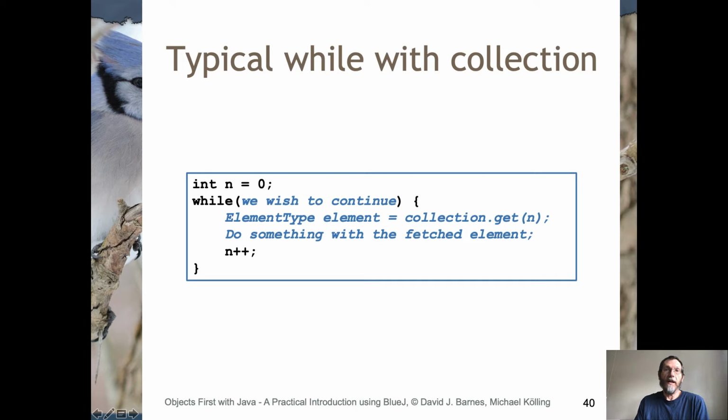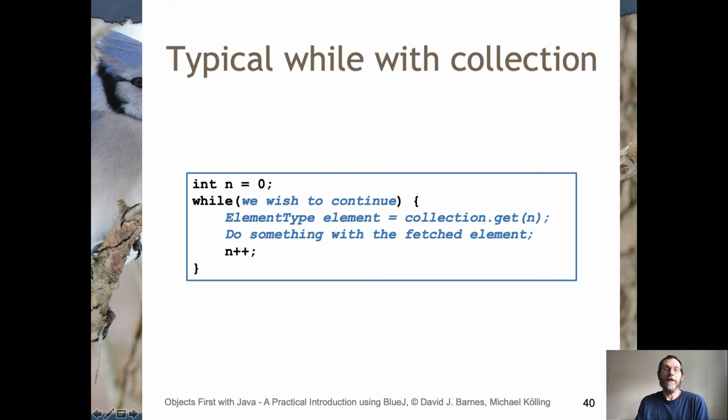Assuming that we do wish to continue, we then enter the body of the loop, and the first thing we're likely to do is to retrieve from the collection we're iterating over the next element. So we're probably going to make a get call on the collection, passing in the current value of the index variable that we set up before the loop.